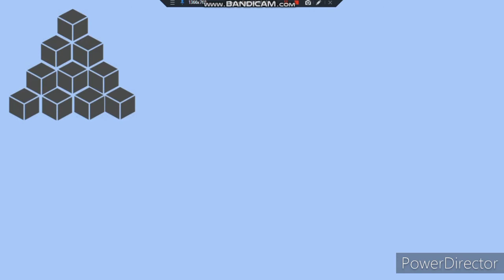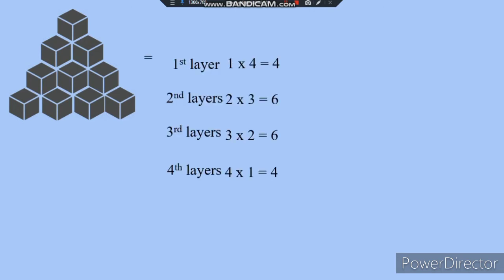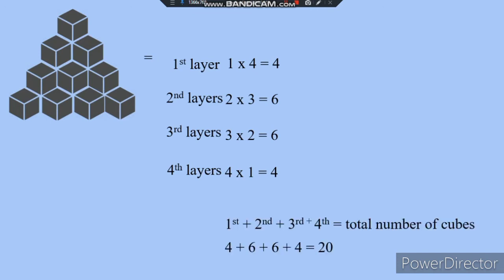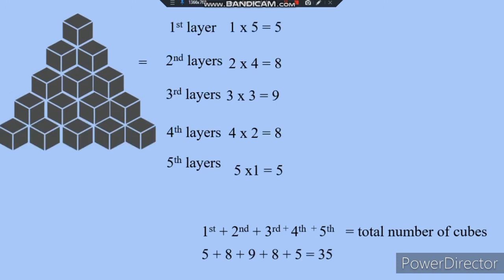So, since the fourth sequence has 4 layers, the highest number to multiply by 1 is 4. So, 1 times 4 is equal to 4, and then we go down: 2 times 3 is equal to 6, 3 times 2 is equal to 6, and 4 times 1 is equal to 4. Then we just add them all. The answer we get is 20.